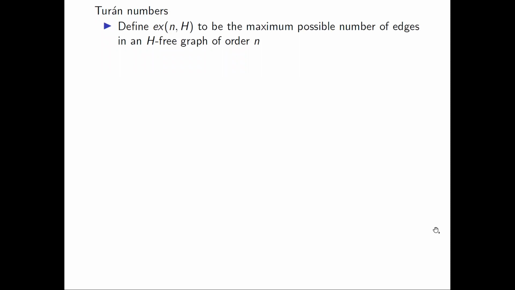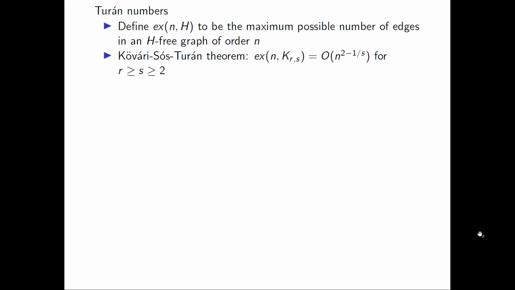To review, we define the Turan extremal function ex of n comma h to be the maximum possible number of edges in an h-free graph of order n. And in one of the earlier videos, when we were discussing Jensen's inequality, we proved the Turan theorem.